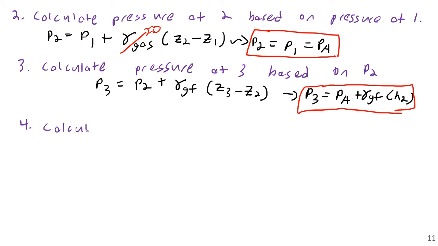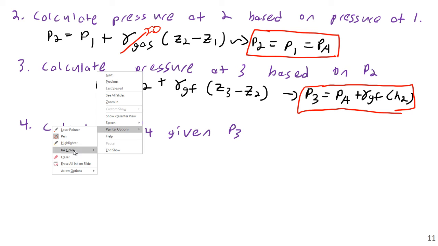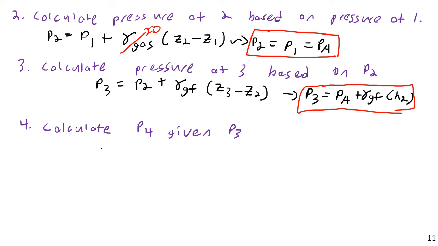Calculate P4 given P3. We have P3 figured out. Let's find P4. So P4 is equal to P3 plus gamma GF times Z4 minus Z3.